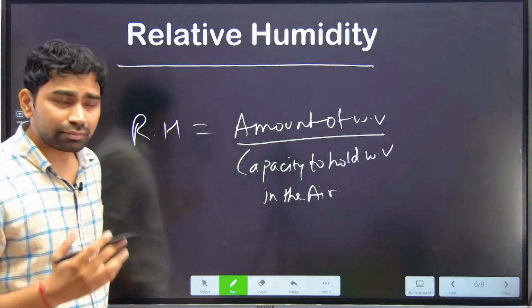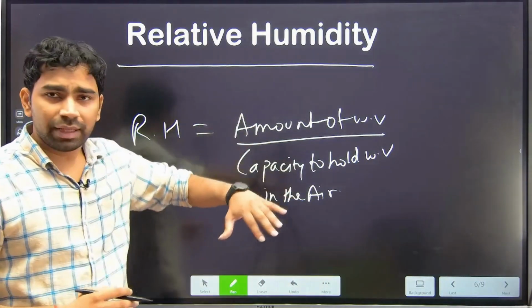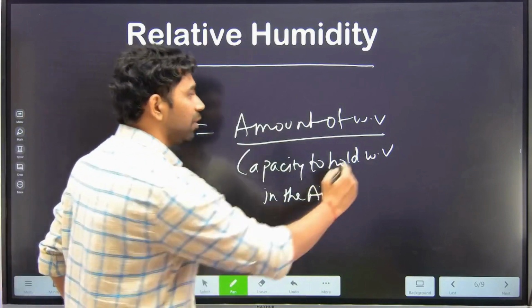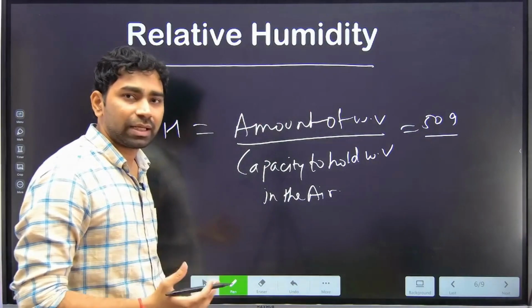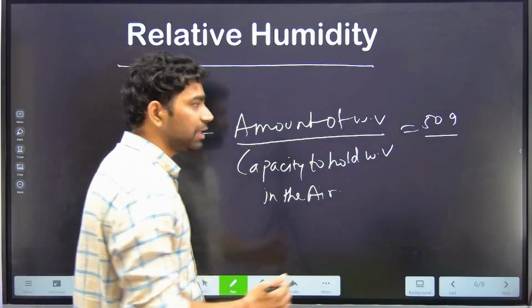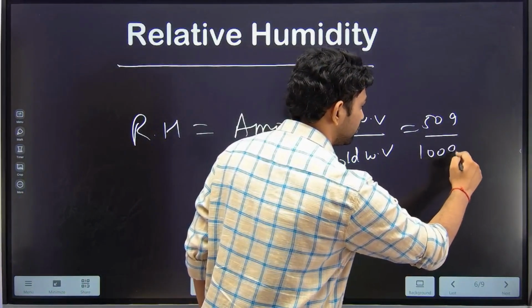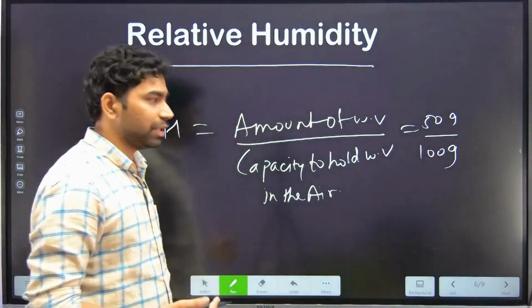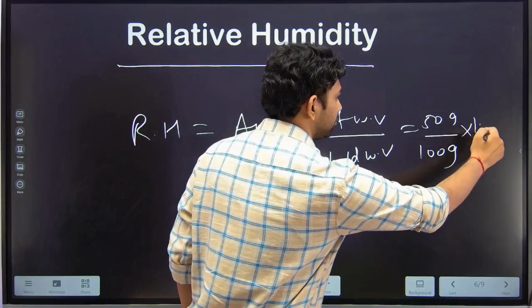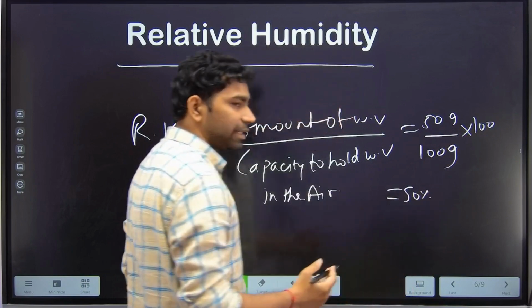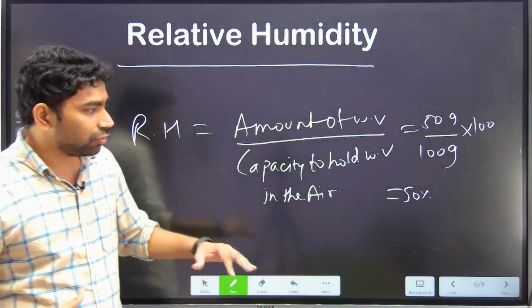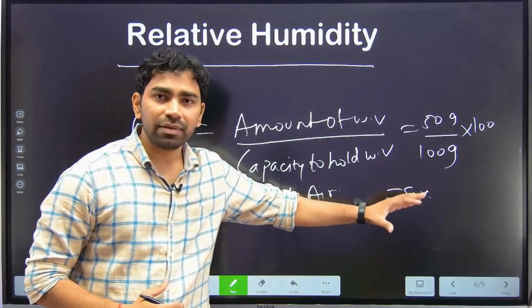Okay, now suppose that in this room 50 gram of water vapor is present, but the capacity to hold the water vapor is 100 gram. So what will be the relative humidity? It is 50%. So we can say that presently in this room the relative humidity is 50%.